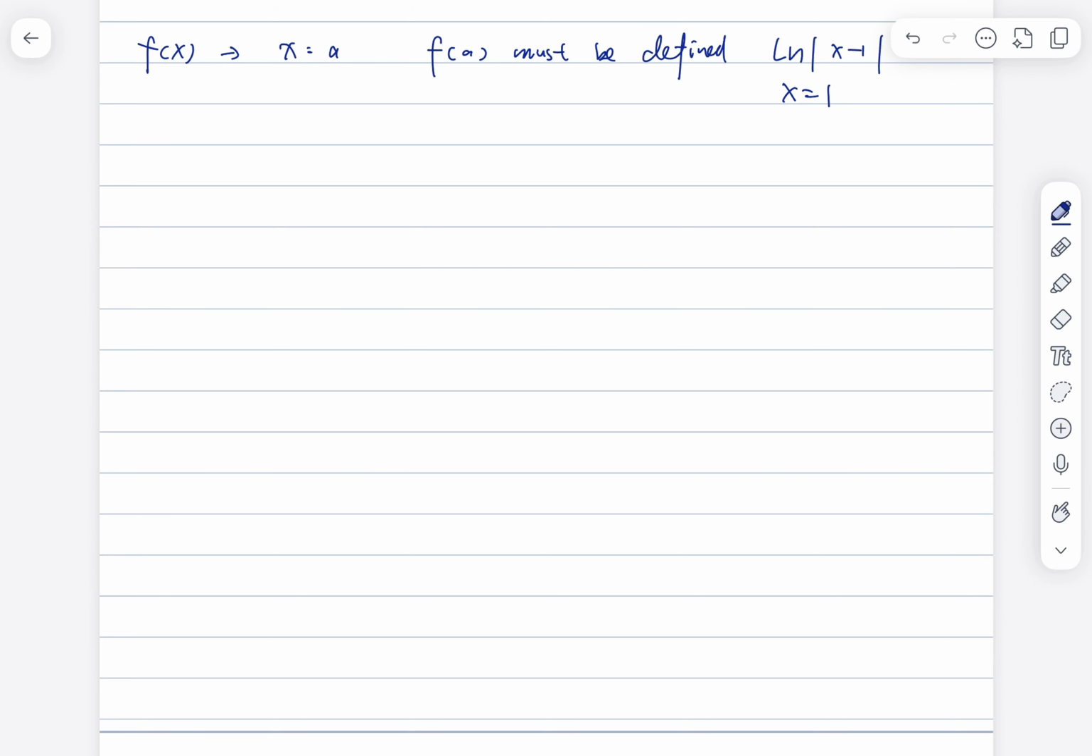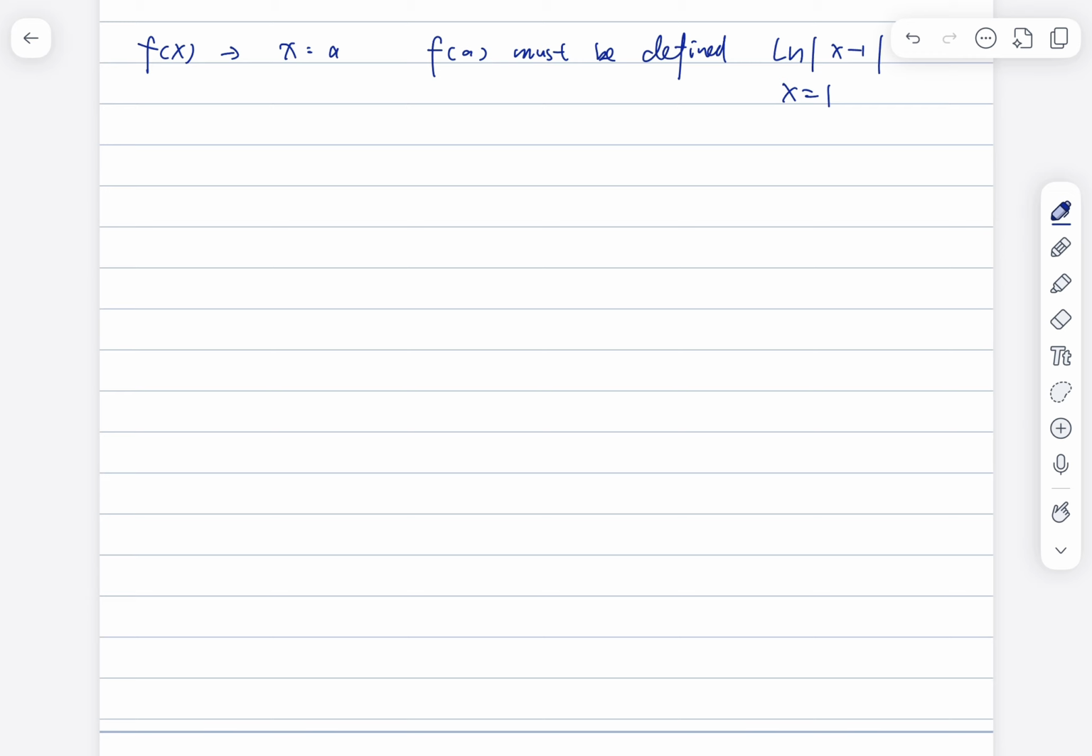So first of all, f(a) must be defined. For example, for a function like ln x minus 1, when x is equal to 1, this is just not continuous because it's just not defined. Then the second thing it needs is that the limit exists. So first it needs to be defined, and second, the limit needs to exist.